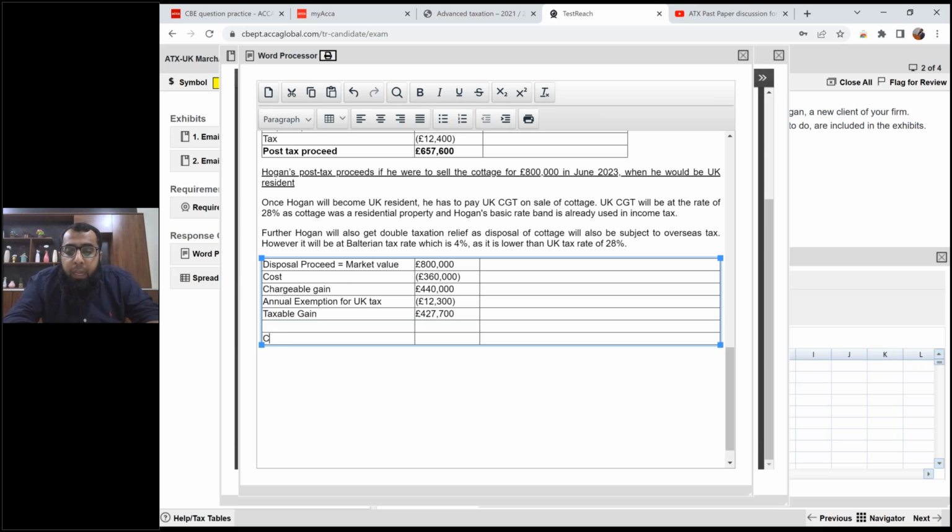Okay, now you will apply the CGT, UK CGT. So the UK CGT will be 427,700 multiplied by 28%, into 0.28. So it's 119,756. Okay. Now you will deduct the double taxation relief from it.